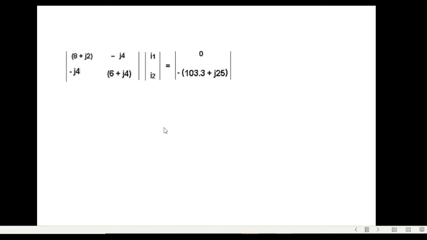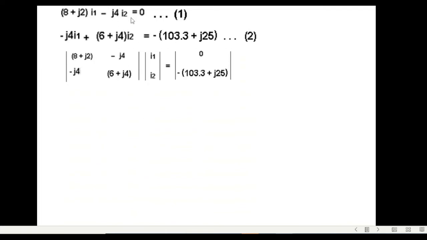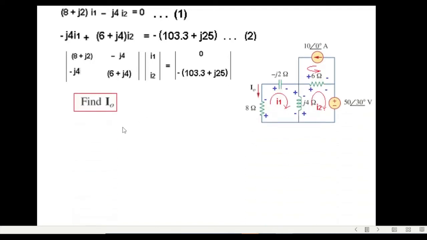And now we can solve this with the help of a matrix. These were the two equations that we had. We can write them in the matrix form. And now let's recall the question. The question says we have to find I naught. This is I naught. Now I naught is opposite of I1. You can see the direction, and therefore we'll write that I naught is equal to minus I1. So the only thing we have to do is just find I1, not I2.